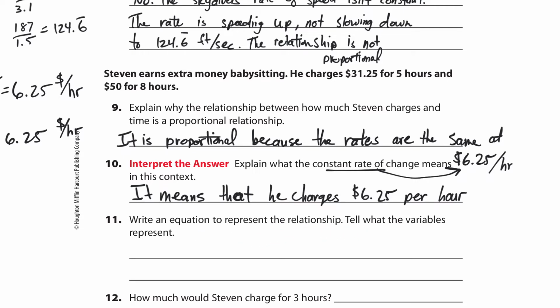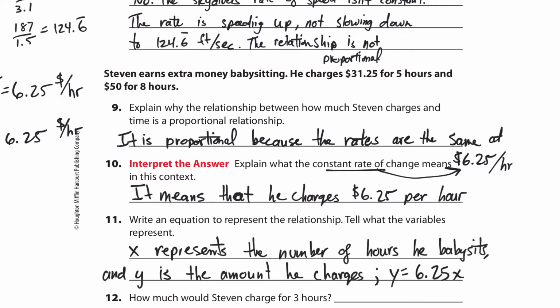And then write an equation to represent the relationship. Tell what the variables represent. So x represents the number of hours he babysits, and y is the amount that he charges. So our equation would be the amount he charges is $6.25 times the number of hours, or y equals 6.25 times x.